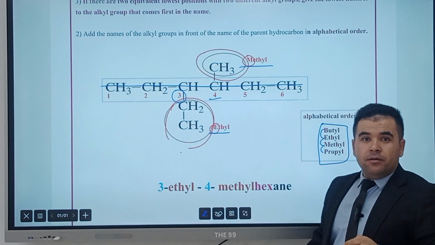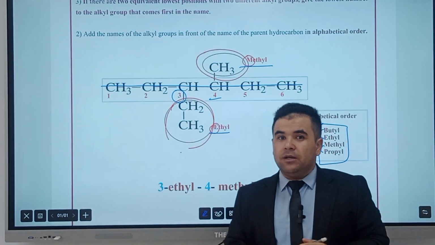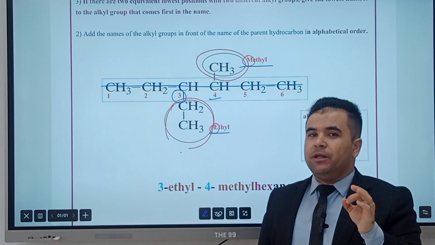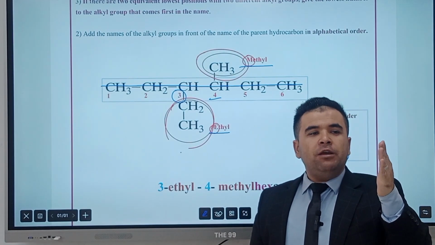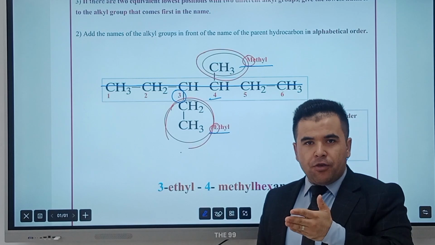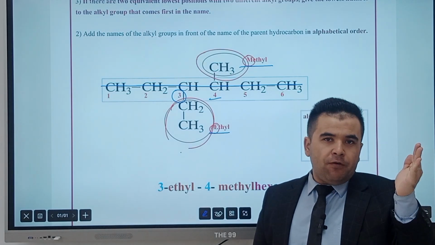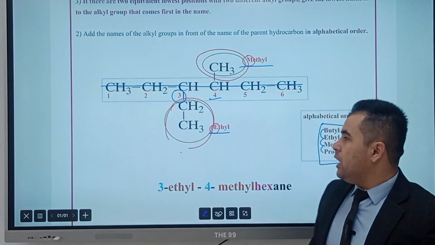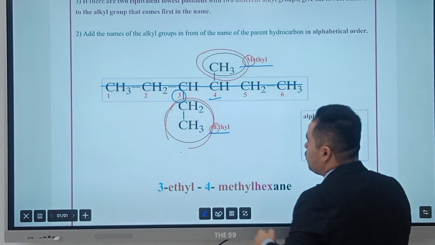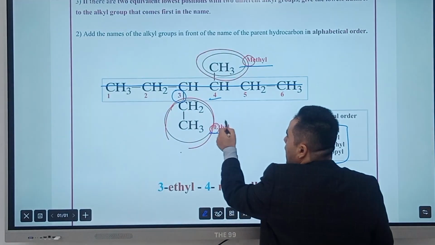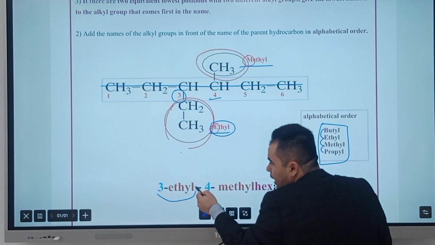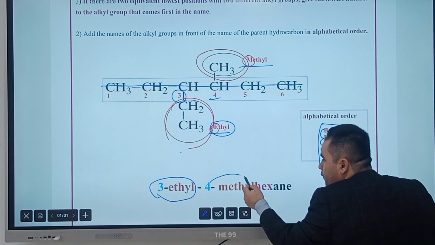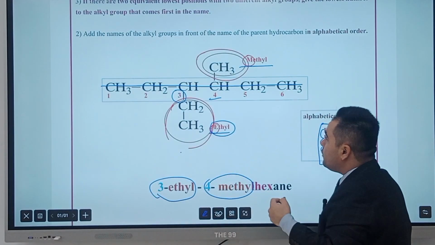And in naming the different alkyl groups, you always have to follow the alphabetical order. You have to name the ethyl first and then methyl. If there is butyl, butyl first, ethyl, methyl, and propyl. That will be the order of the naming. So on the third one, what do we have? An ethyl. Write down 3 ethyl. On the fourth one, what do we have? Methyl. 4 methyl.